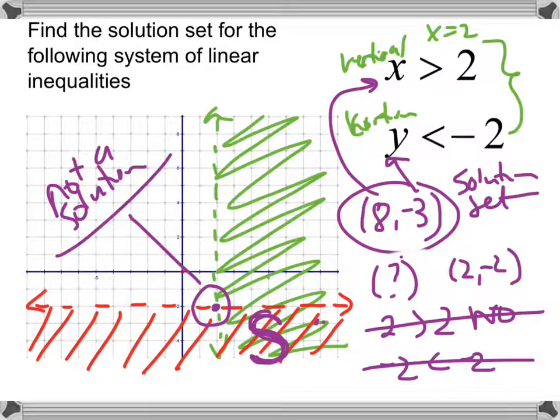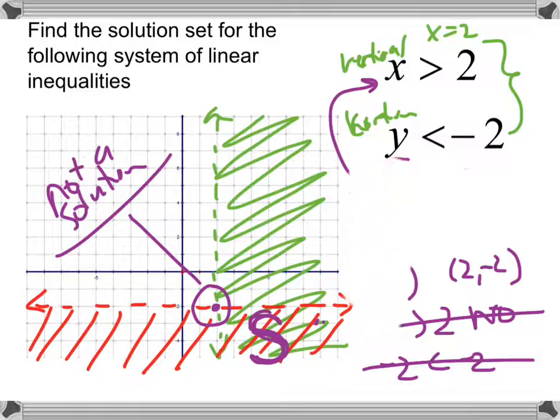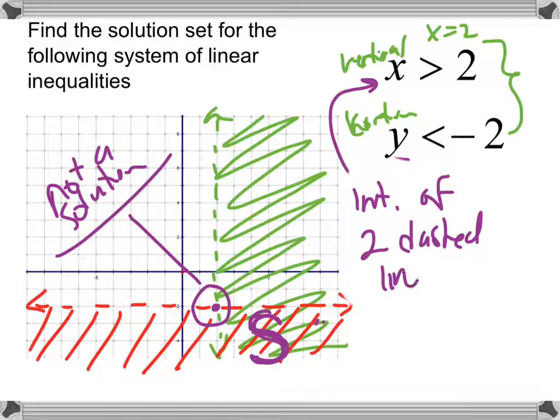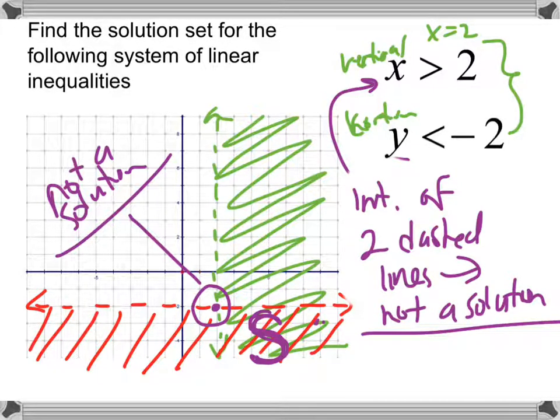Okay, and we are going to find this: if it's the intersection of two dashed lines, that means it's not a solution. Because all the points on the dashed line are not solutions to their individual inequalities, so the intersection of that point is also not a solution.